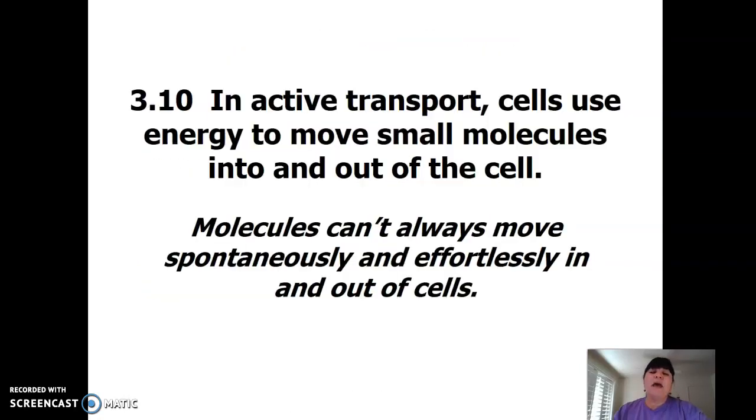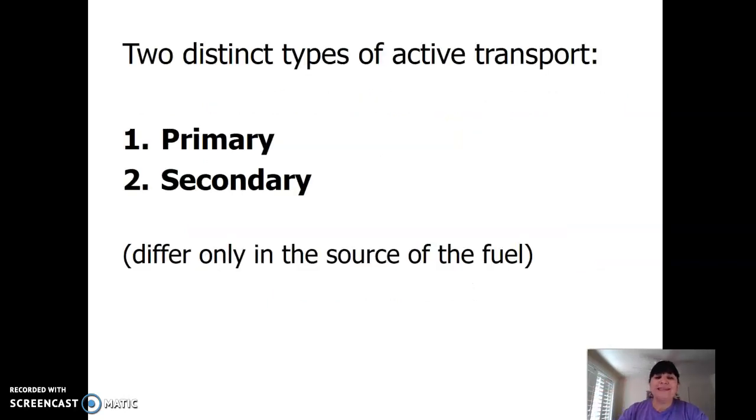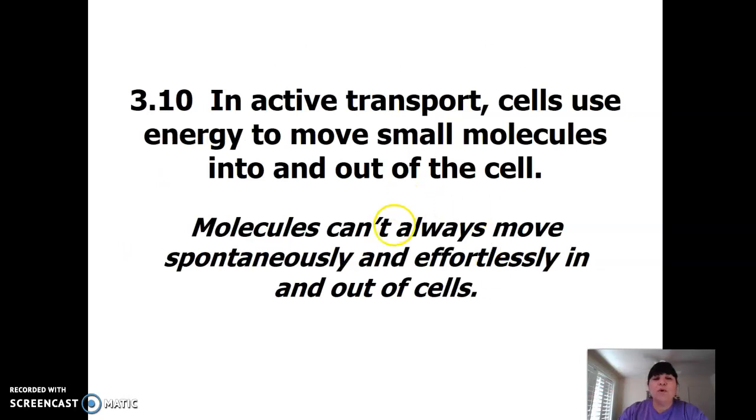Now, what about molecules going from low to high concentration? Cells can do this. They can move molecules from low to high. But in order to do that, it takes energy because molecules want to go from high to low. So it's called active transport. The word active is implying energy. So it takes energy, and the energy is in the form of ATP. We're going to talk about that in the next chapter.